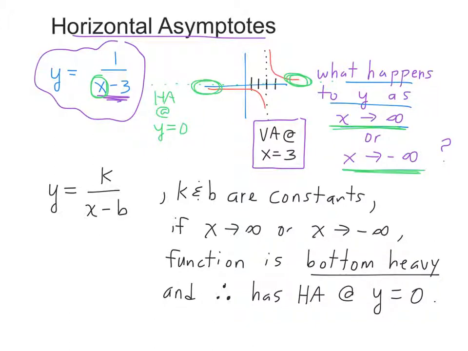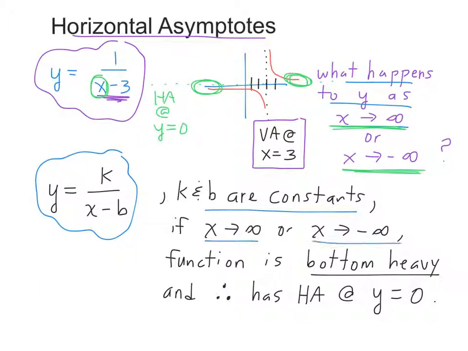So suppose we're dealing with this generic form of a function where k and b are constants. So they're just numbers. Well, if x is getting super big or super small, so again we're talking about what if x is 1,000,000 or negative 1,000,000, then the function is going to be bottom heavy. There's more weight in the denominator. And therefore, this is our symbol for therefore, you're always going to have a horizontal asymptote at y equals 0. There's no work to do. Like with VAs, we had to set the denominator equal to 0 and solve. If it's bottom heavy, it's just going to be y equals 0 every single time.